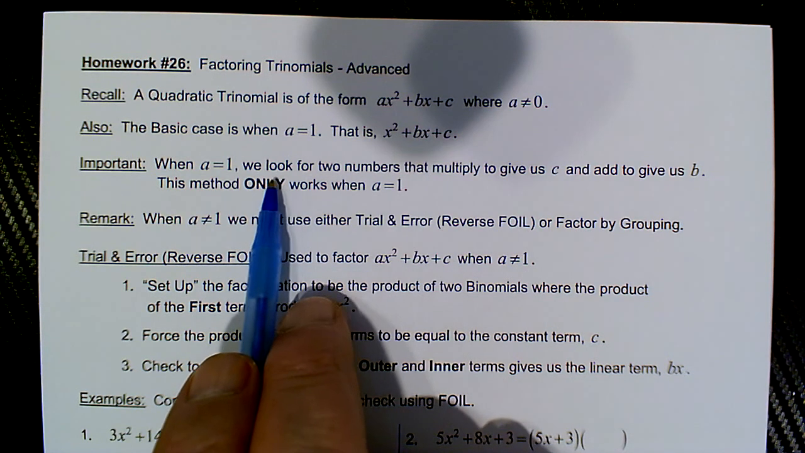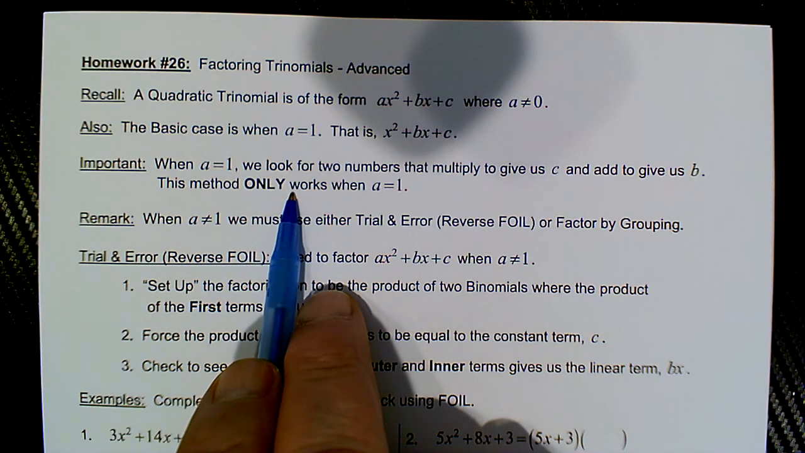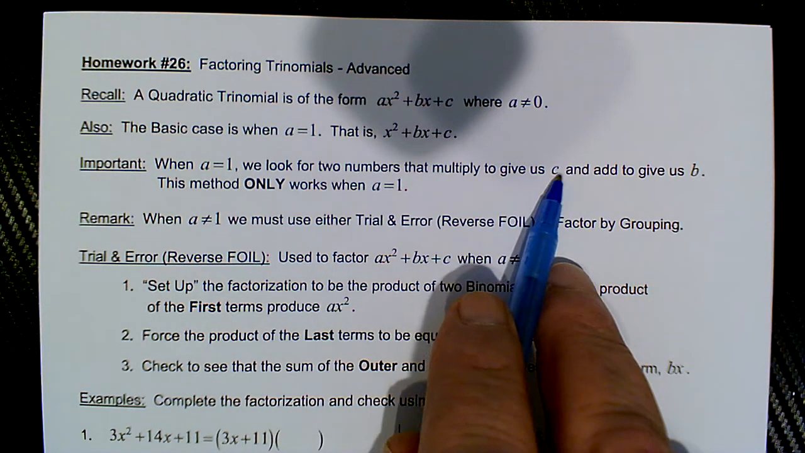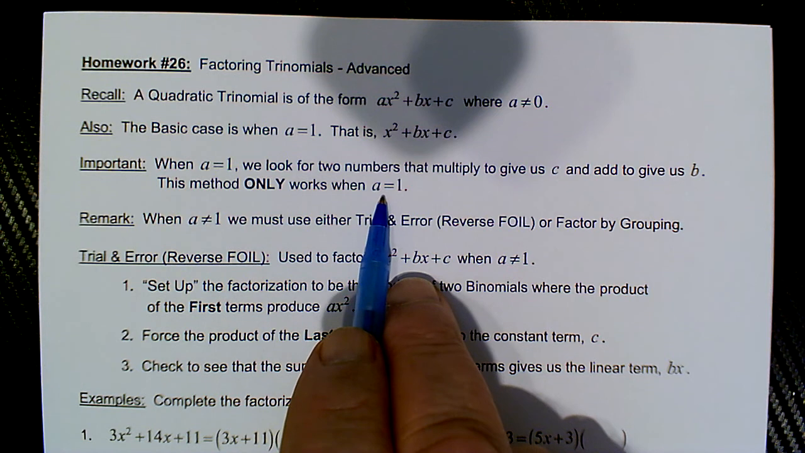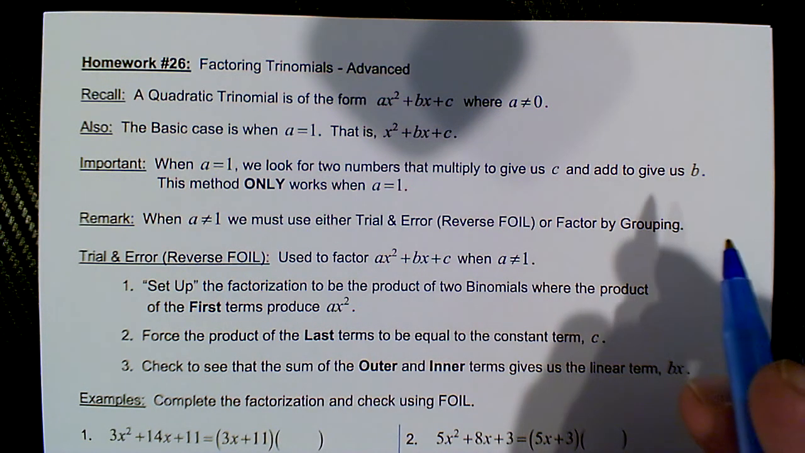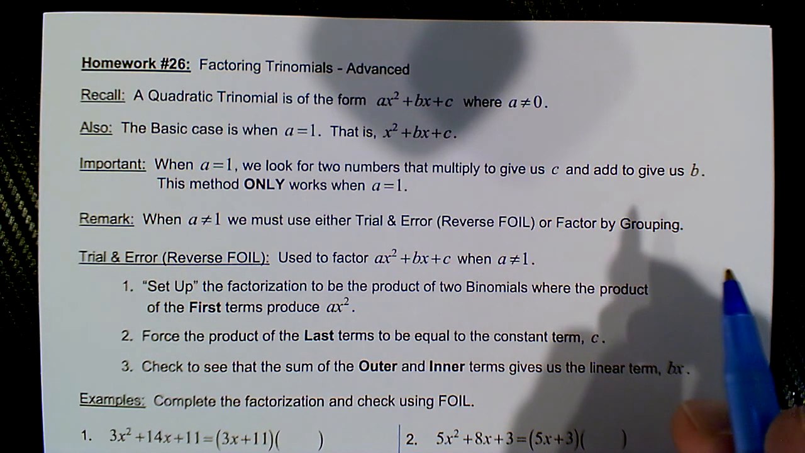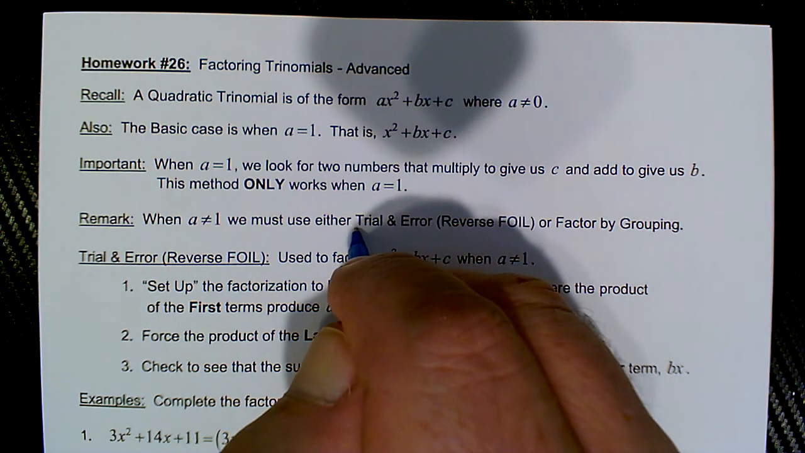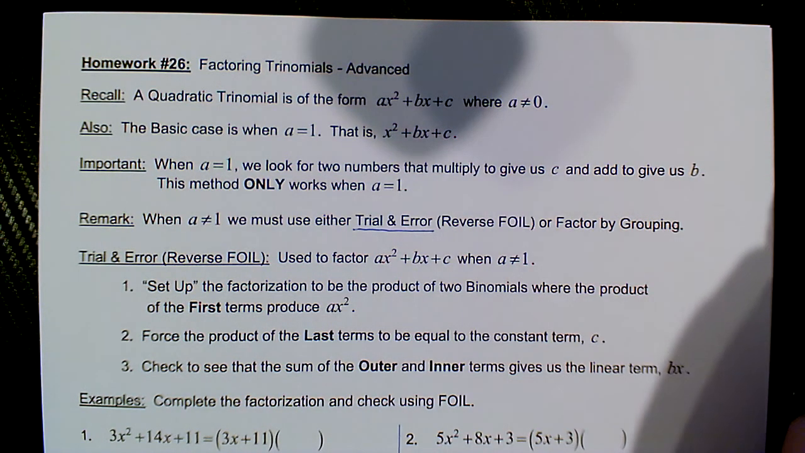And we had a general rule that works only when a is 1. And that's when we look for two numbers that multiply to give us c and add to give us b. But again, that only works when a is 1. So that's why when I was showing you the solutions to the problems in homework 25, I was pretty much focusing on the trial and error method, the reverse FOIL idea.